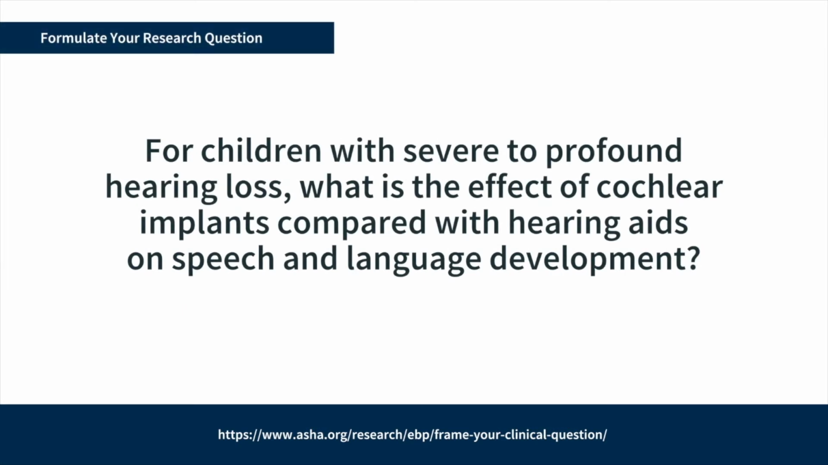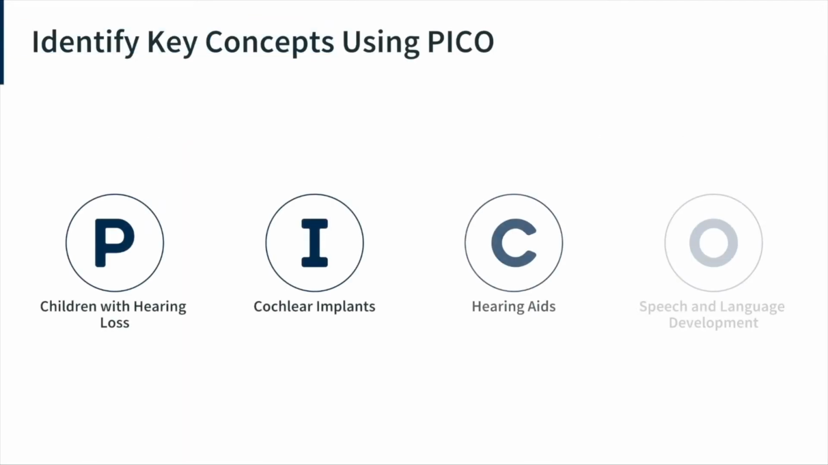So let's give this a try using a research question. For children with severe to profound hearing loss, what is the effect of cochlear implants compared with hearing aids on speech and language development? Using PICO, we can identify our key concepts that we will then use when we're searching for information, where P is defined as children with hearing loss, I is defined as cochlear implants, C is defined as hearing aids, and O is defined as speech and language development.